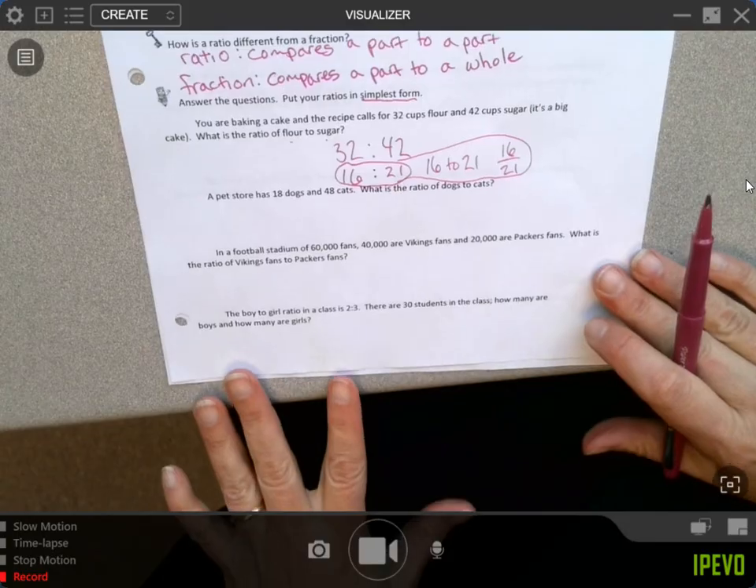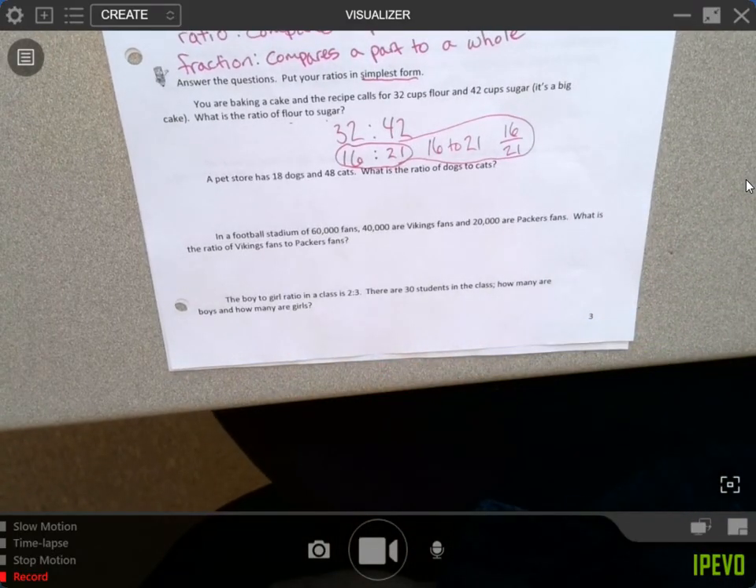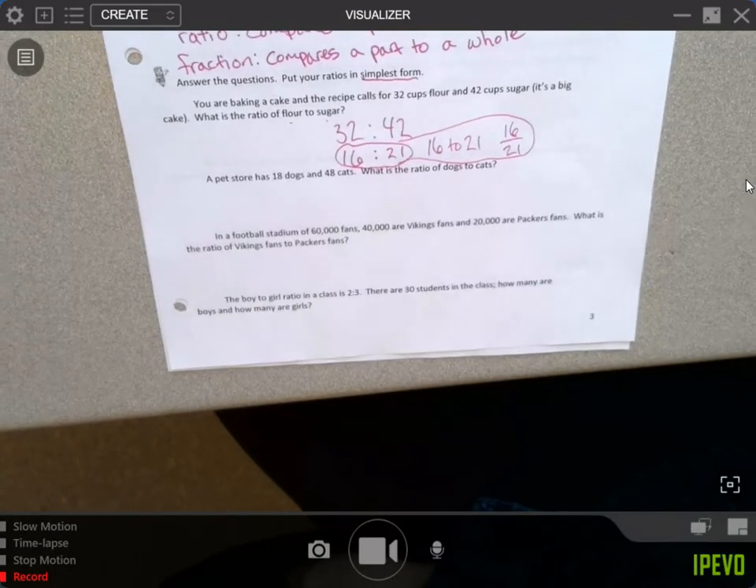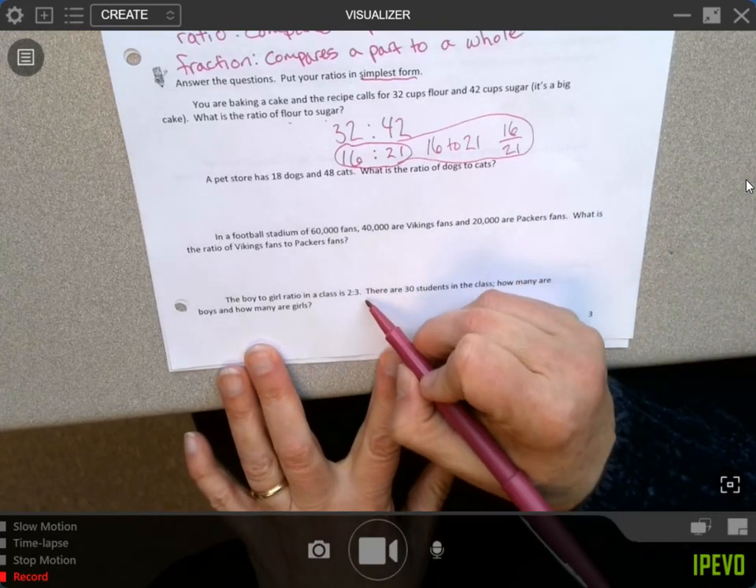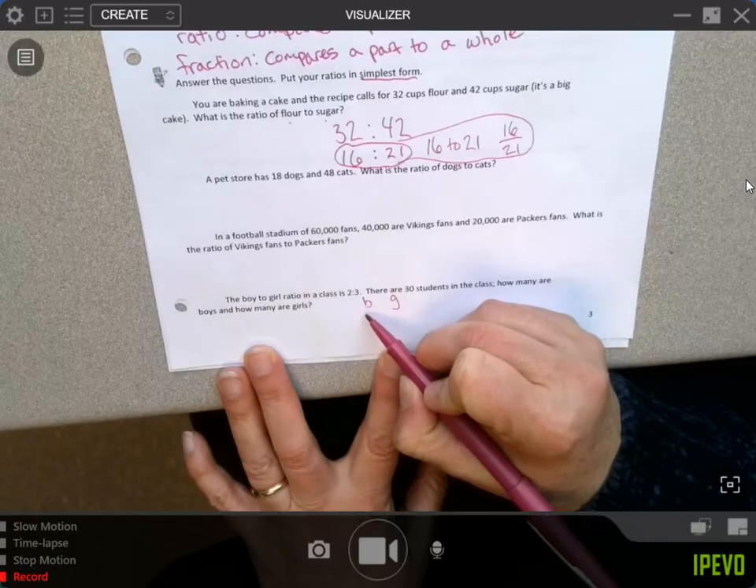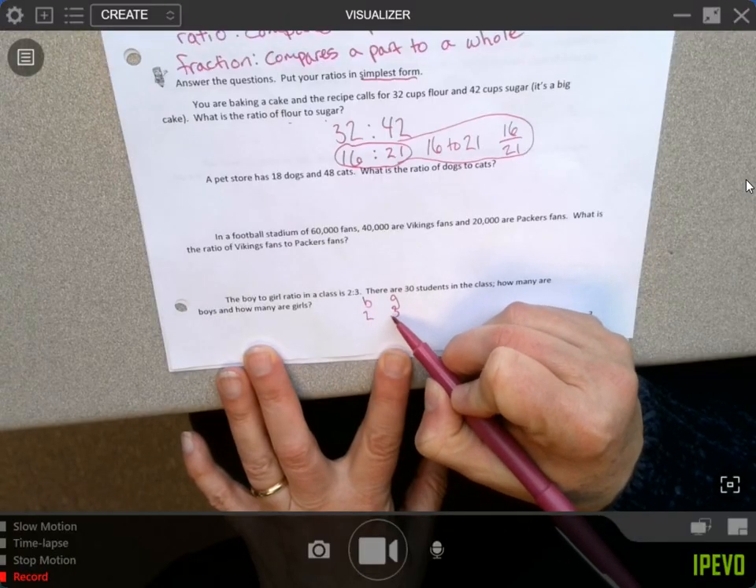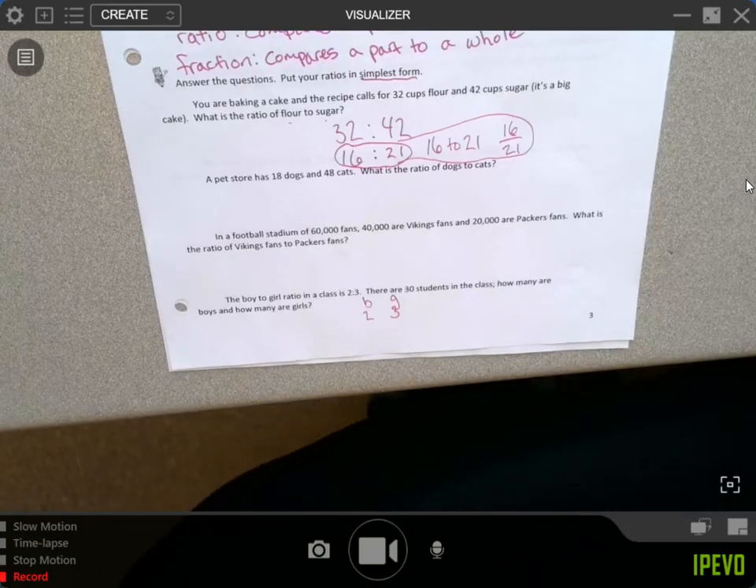There will be questions like this bottom one. The boy to girl ratio in a class is 2 to 3. There are 30 students in the class. How many are boys and how many are girls? So what I would do here is I'm going to label it boys to girls, 2 to 3. I put my label on top so I know what each number stands for.